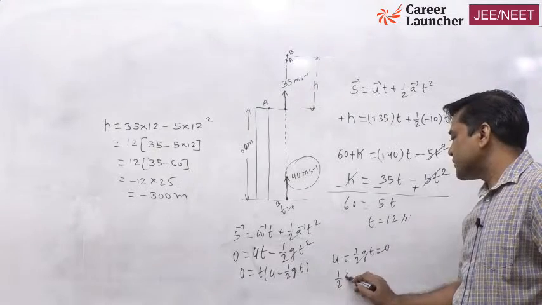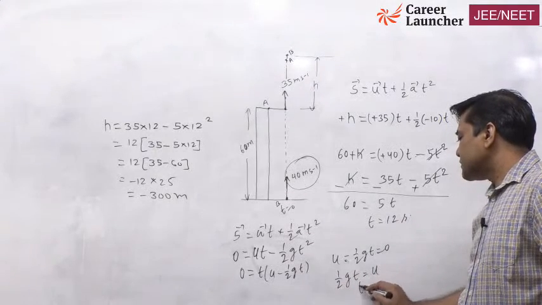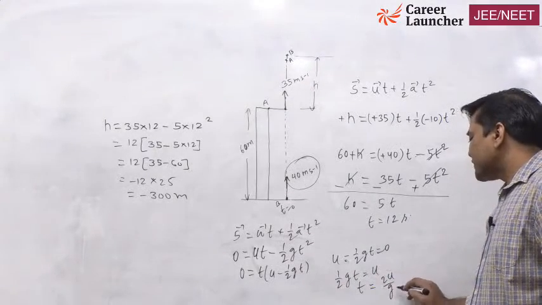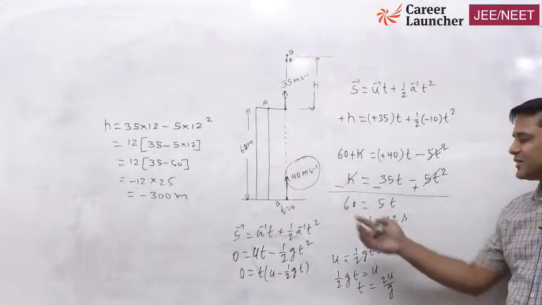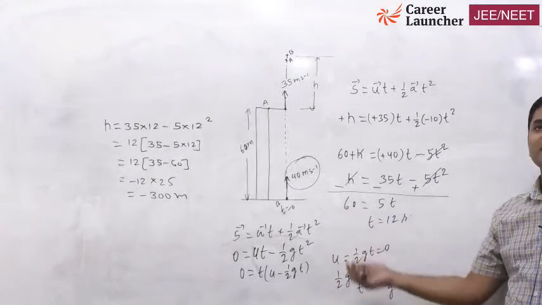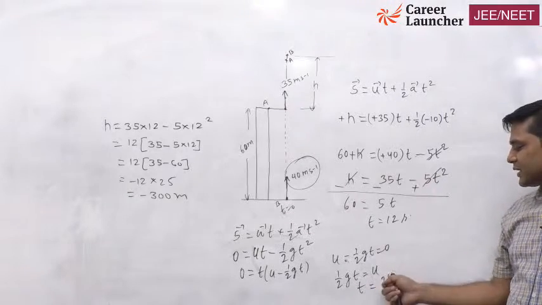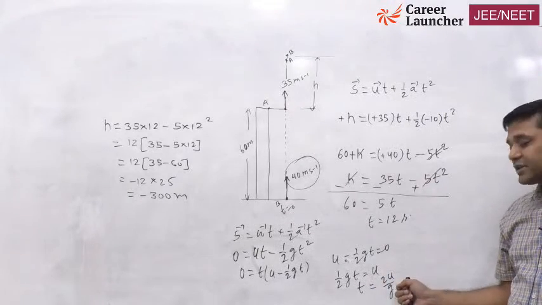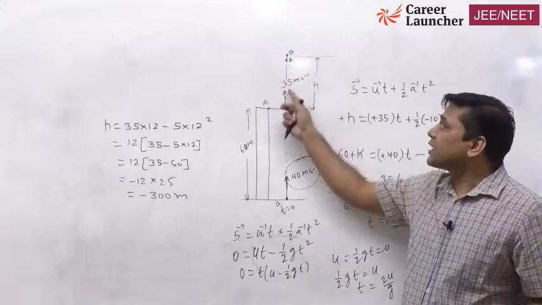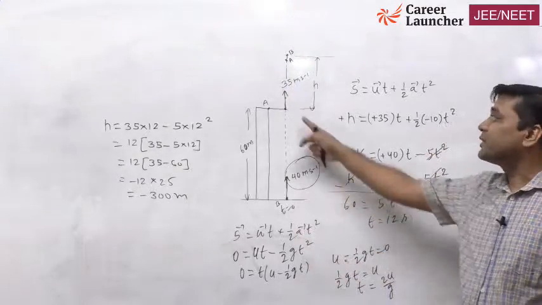So half gt equal to u, so t is 2u by g. But I request you to please remember this. All this data, you don't need to solve it again and again. To reach the highest point is u by g, and the total time of flight is 2u by g, but this is ground to ground. You cannot use it from a high tower to ground. You cannot use this formula for tower to ground.